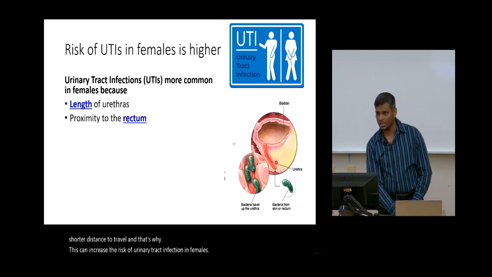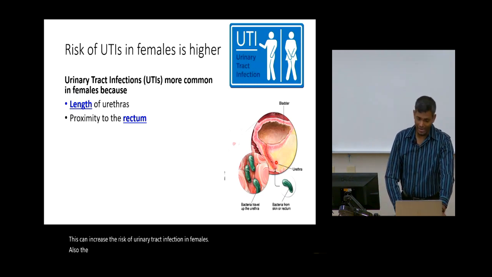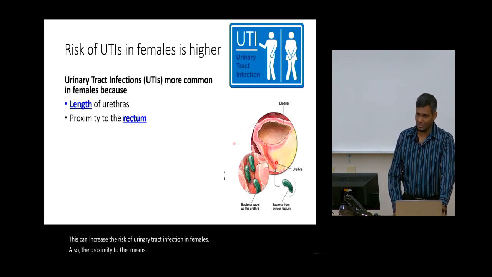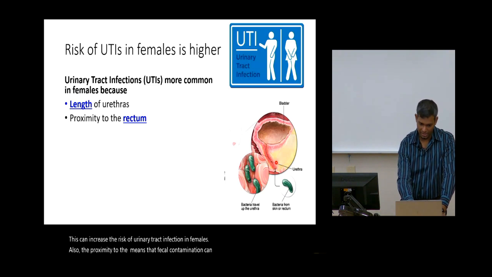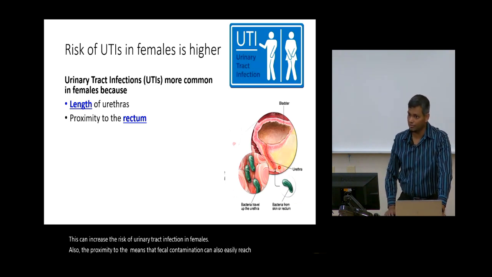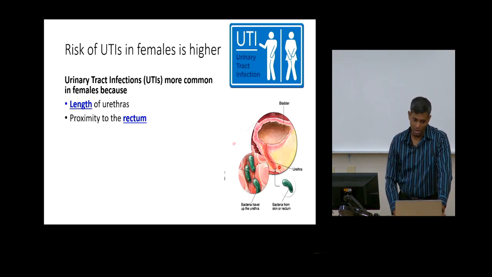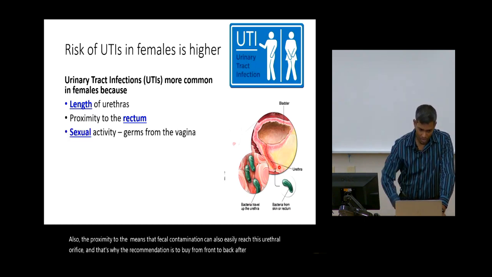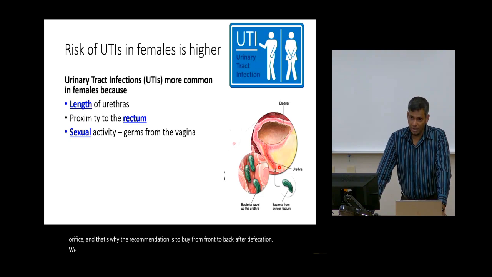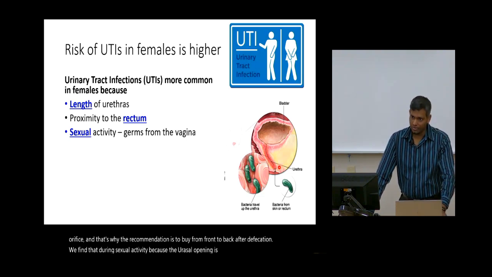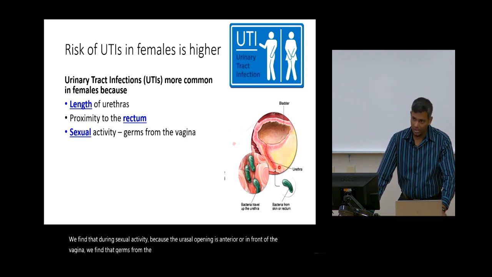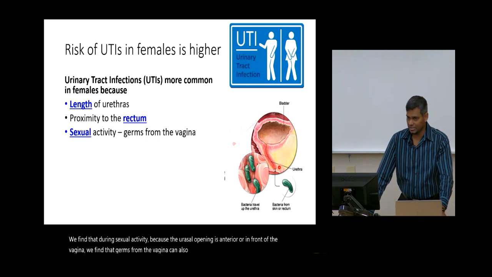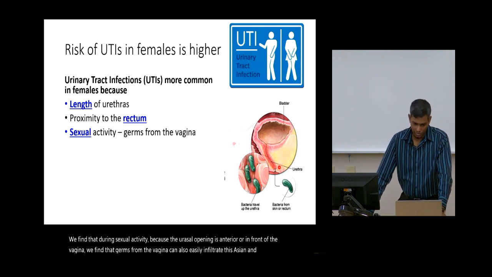Also, the proximity to the rectum means that fecal contamination can easily reach this urethral orifice, and that's why the recommendation is to wipe from front to back after defecation. We find that during sexual activity, because the urethral opening is anterior or in front of the vagina, germs from the vagina can also easily infiltrate this region, and it can increase the risk of urinary tract infection.